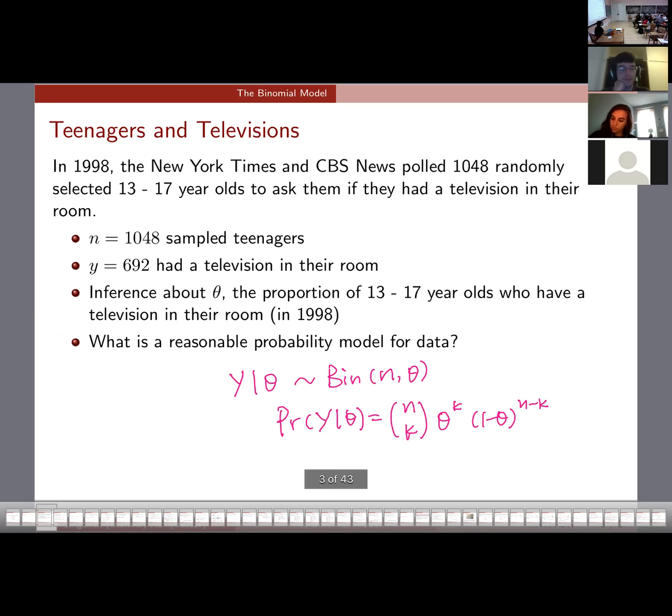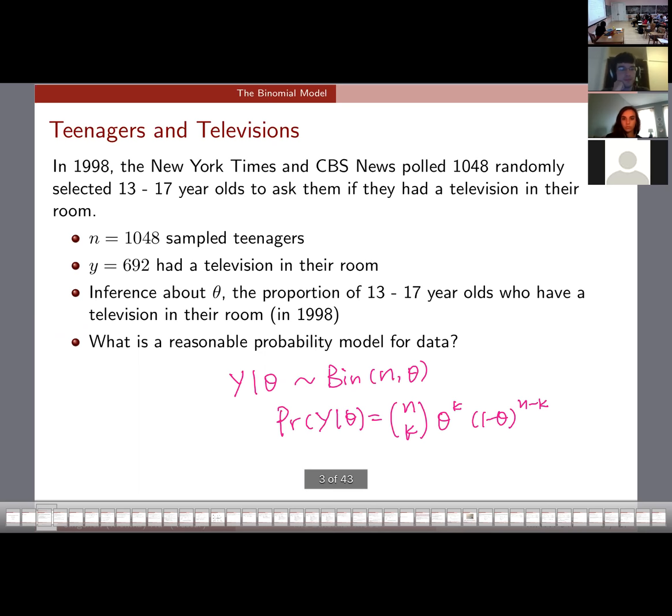Okay, and in this case, it makes perfect sense because we're trying to make the inference about this theta, right? We're trying to say that the proportion of teenagers having a television is theta. So it makes sense that this assumption is actually satisfied, in the sense that you're trying to make inference about it. And what about the last one?